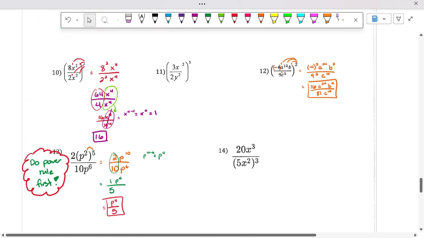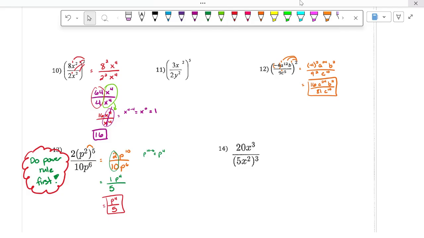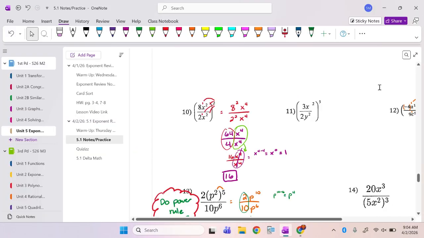Now, here's what you guys need to do. I already assigned the 5.1 Delta Math, but I don't want you working on that right now. What I do want you to be working on is a quiz on this. It is going to be taken as a quiz grade, 20 questions. You should be able to get through most of it. If you don't, it's homework.